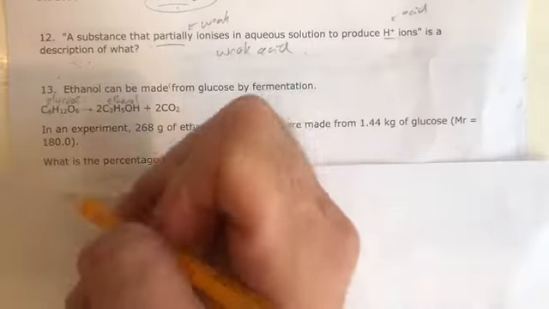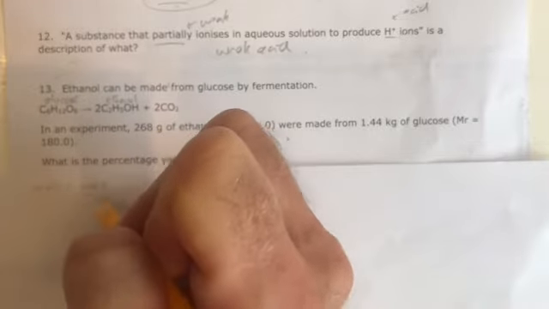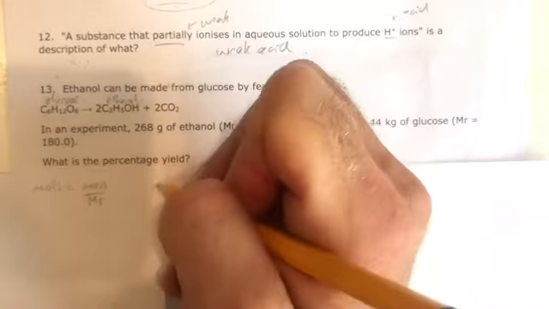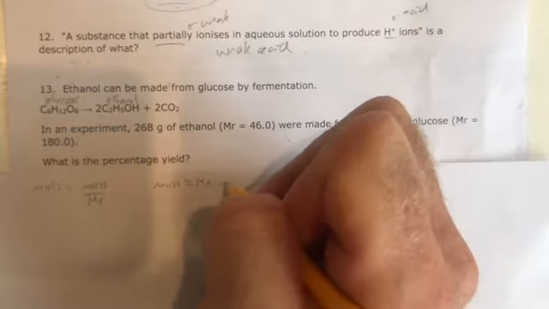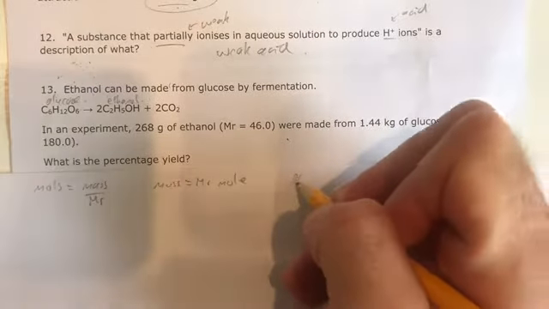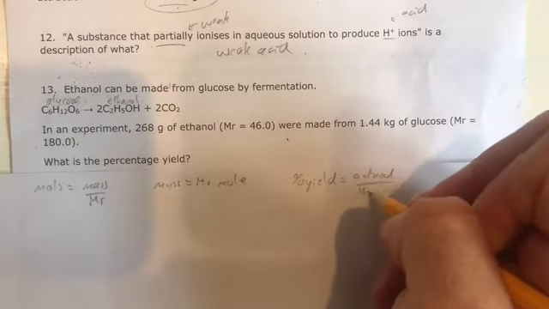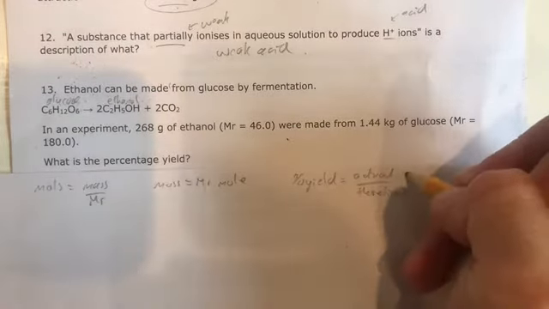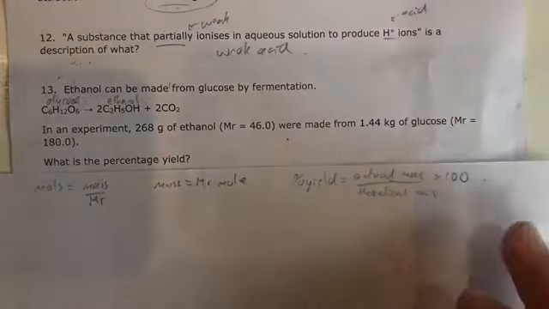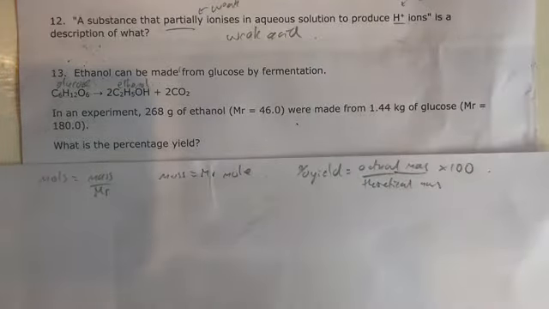So this is all about moles equals mass over relative mass, or mass is Mr times mole, depending on how you've been trained up. That's the first thing. And then, of course, you've got to do a yield. So it's percentage yield equals actual mass over theoretical mass times 100. This type of question is very common, I'm afraid, so we need to make sure they're okay with it.